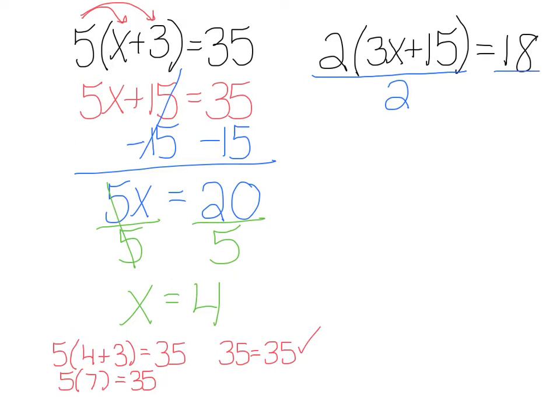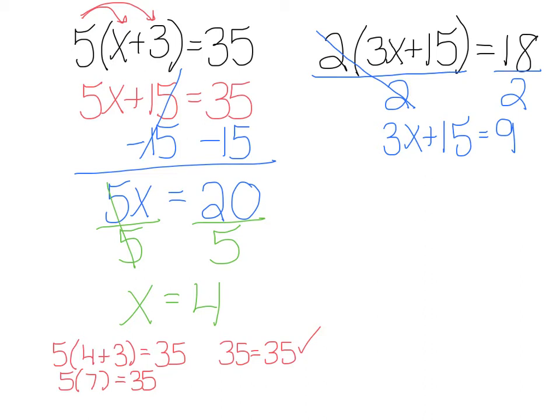What we do on one side, we do on the other. Since this is 2 times what's inside the parentheses, if I divide by 2, they cancel out. And I'm left with 3x plus 15 equals 18 divided by 2, which is 9. This is another way to do it. I only recommend this, though, when whatever term is in front is also divisible by what it's equal to. Same thing here, 35 is divisible by 5, so this strategy would work.